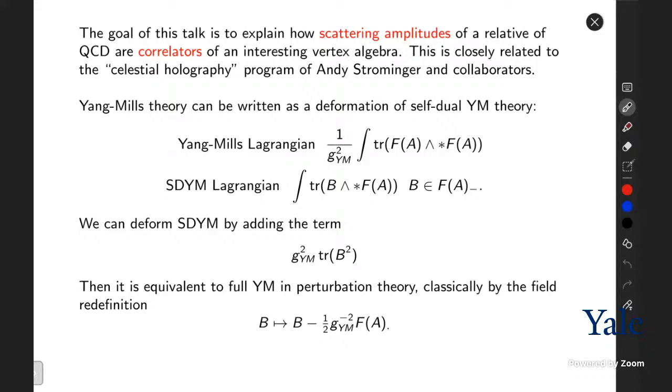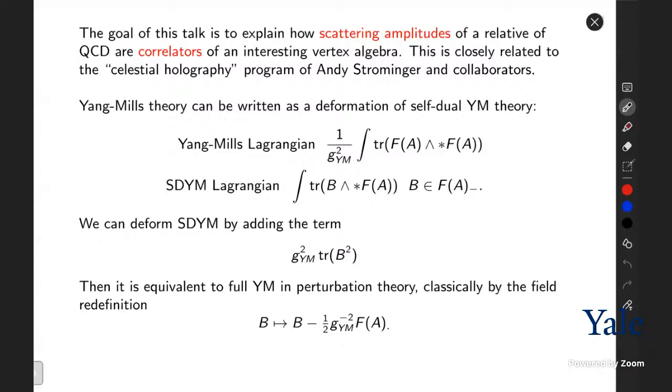Our results are our take on the celestial holography program developed by Andy Strominger and his collaborators. Our results are closely related to things they've been looking at. I'd like to start by reminding everybody what self-dual Yang-Mills theory is.